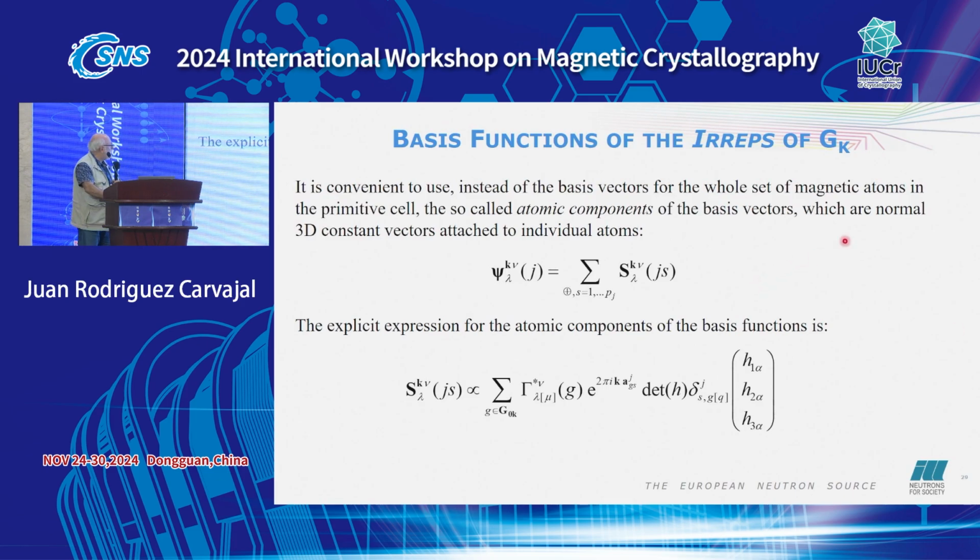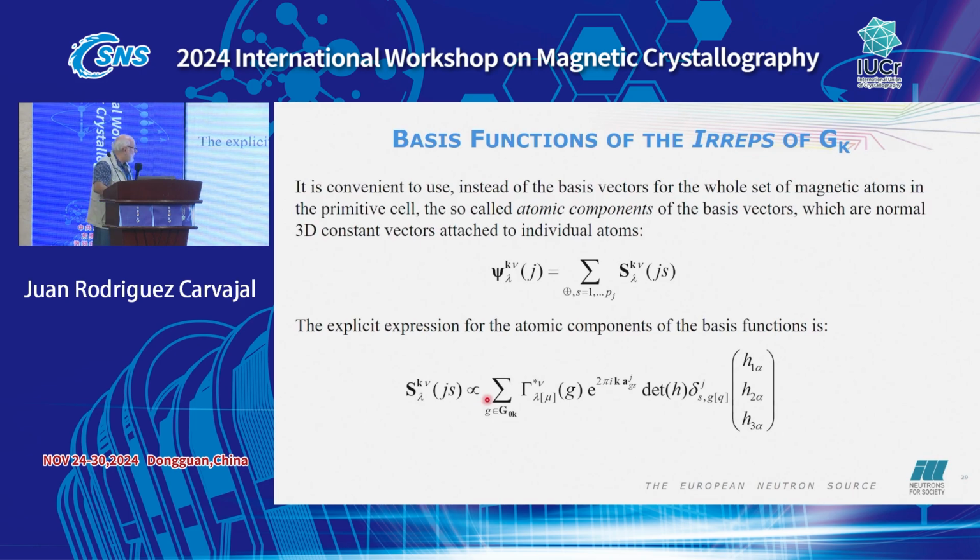What we call the atomic component of the basis function, this is what people can see more easily, are constant vectors that are proportional to this quantity. For example, this is one of the basis functions. Of course, if you change alpha here, you will see this is the column matrix of the alpha component of the matrix H. Each H is the rotational part of the operator. When you apply this formula, you get a constant vector, normalized in a particular way.